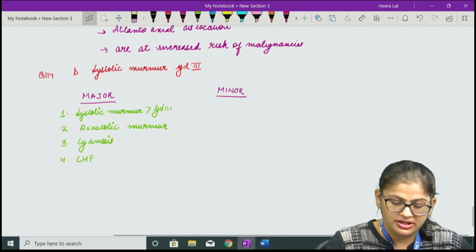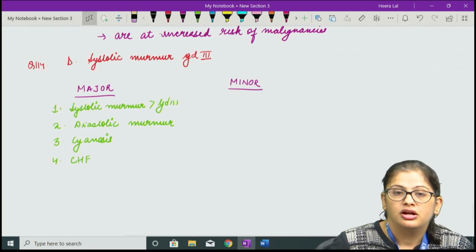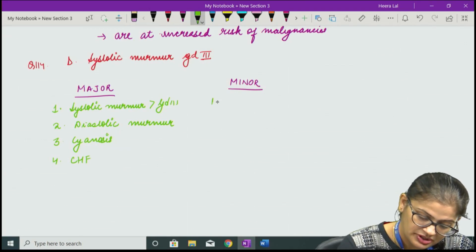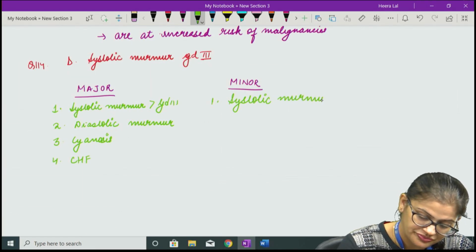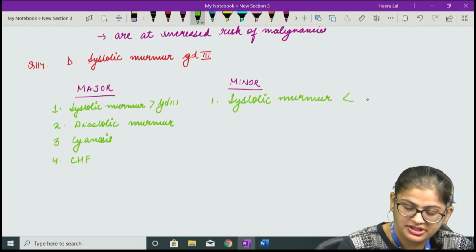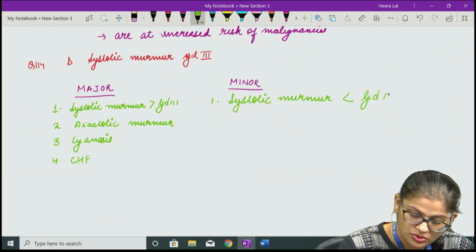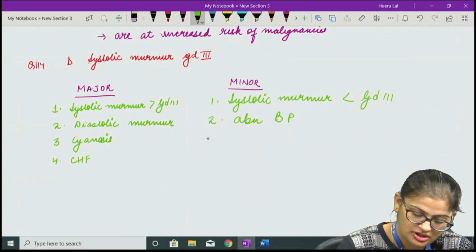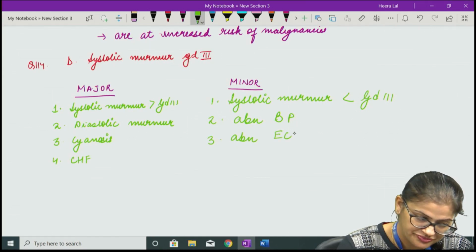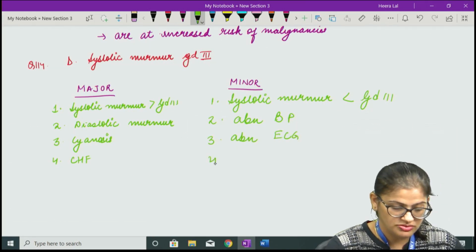And what are the minor criteria? Systolic murmur less than grade 3, so grade 1 and grade 2 can come in this category. Abnormal BP, abnormal ECG, abnormal chest X-ray.